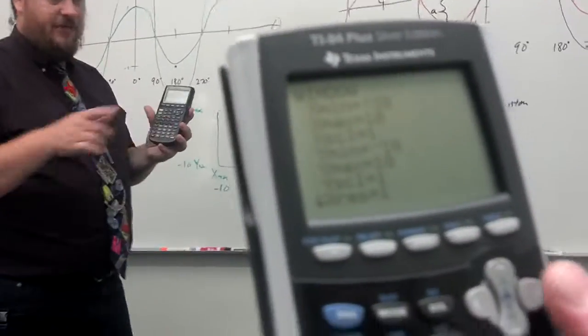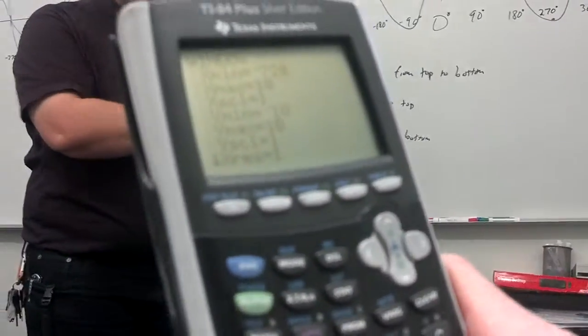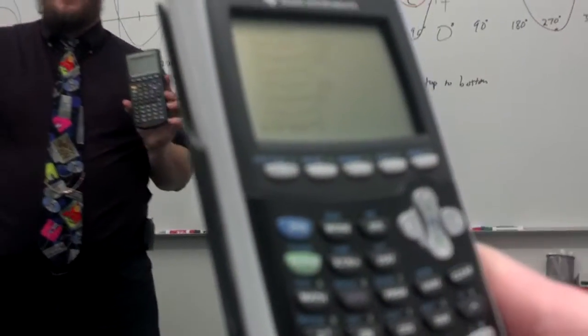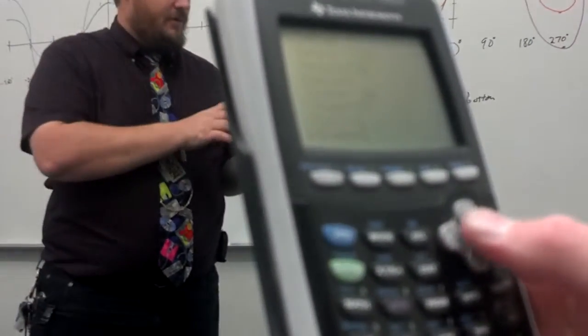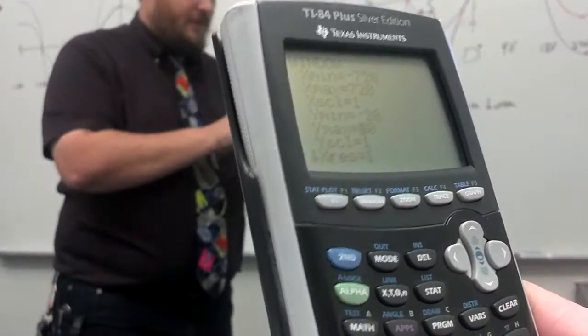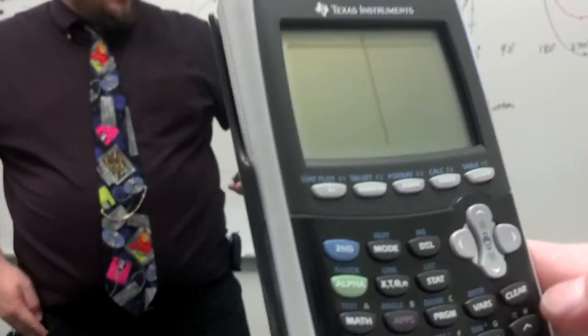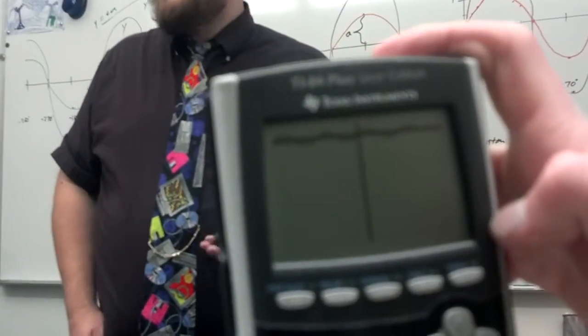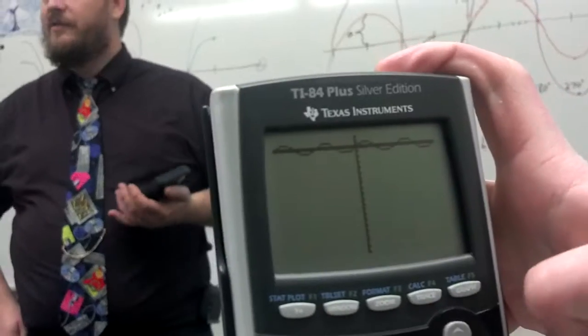If your calculator does not close your parentheses for you, get in the habit of closing your parentheses. So sine x, close your parentheses, hit enter, and then hit graph. And you will have a graph that probably looks like a slight line. You're probably not going to see much of anything interesting.